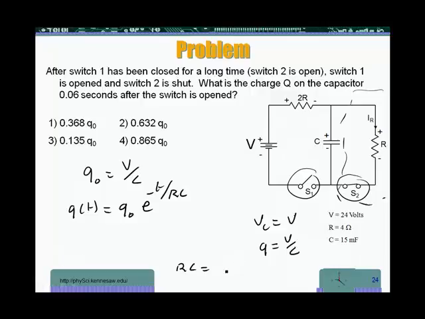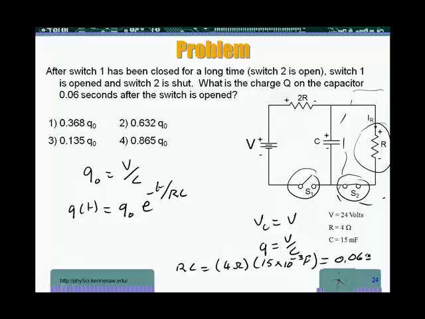RC is equal to R. We need to get the R that we use for the discharge, and the R that we use for the discharge is simply R, not twice R. So it's going to be 4 ohms times 15 times 10 to the minus 3 farads, 15 millifarads. So that comes out to be 0.06 seconds.